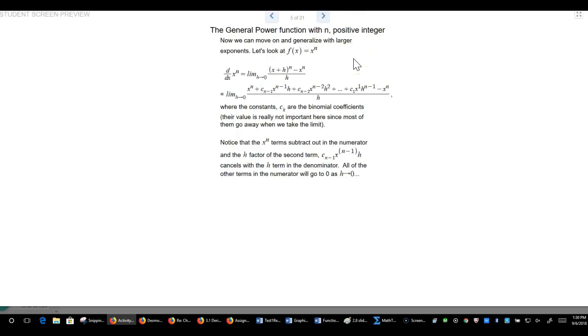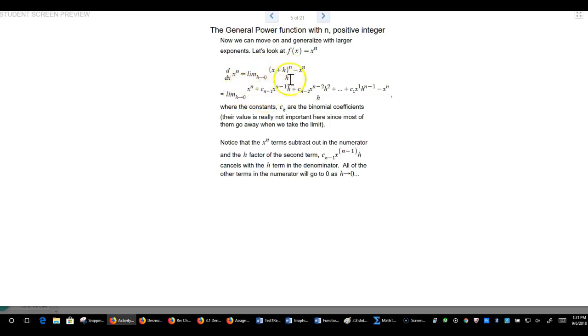So now let's look at the general power function where n is a positive integer. So these are the things that make up polynomial functions. Let's differentiate x to the n. That's the most basic one. So we have the limit of the difference quotient. And let's look at what happens when we expand that binomial, x plus h to the n.